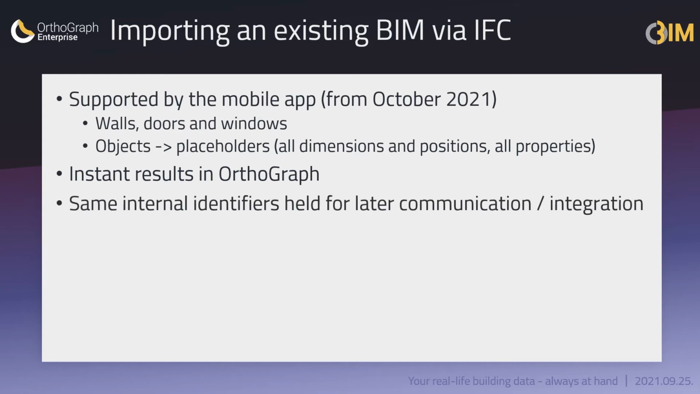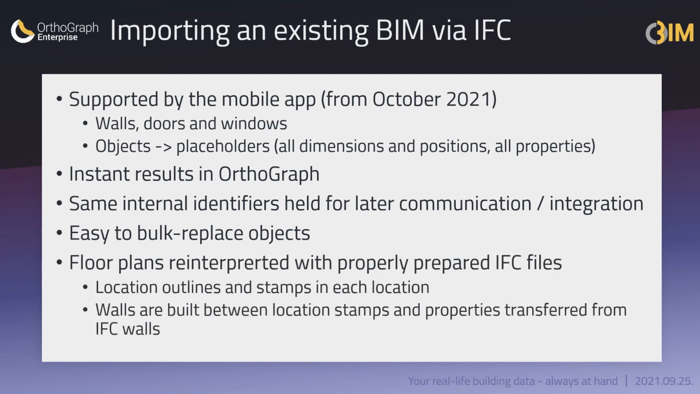As IFC files might already have some connections to external systems, OrthoGraph retains these unique internal identifiers unchanged as long as it is possible. Once the model is available inside OrthoGraph, using the element properties, all objects, doors, windows can be bulk replaced by filtering on some of their properties. This means some manual work once the project is loaded, but well-manageable 3D models can easily be created by simple user work. It's important to mention that source IFC files need to be prepared properly to be supported.